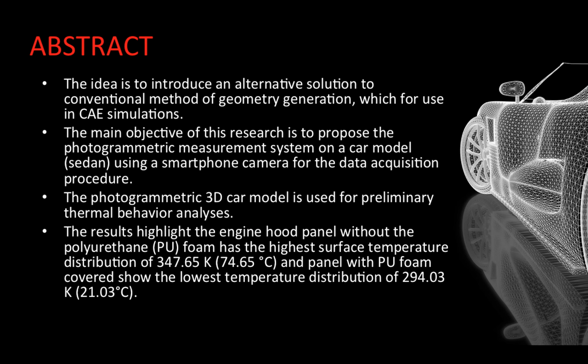In this research, the idea is to introduce an alternative solution to conventional methods of geometry generation. The main objective is to propose the photogrammetric measurement system on a car model using a smartphone camera for the data acquisition procedure. The photogrammetric 3D car model is used to investigate the thermal behavior analysis in this research. The results highlight the engine hood panel without the polyethylene foam has the highest surface temperature distribution of 347.65 Kelvin, and the panel with PU foam covered shows the lowest temperature distribution of 264.03 Kelvin.